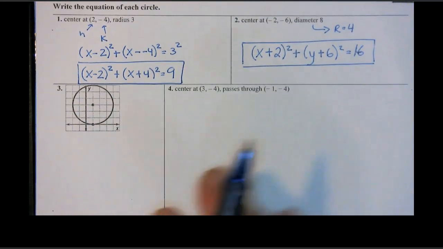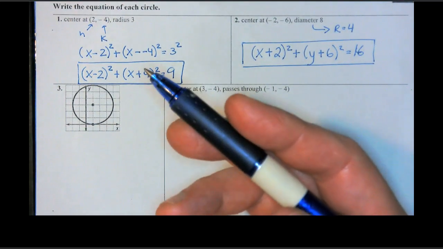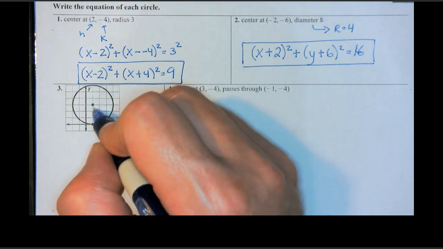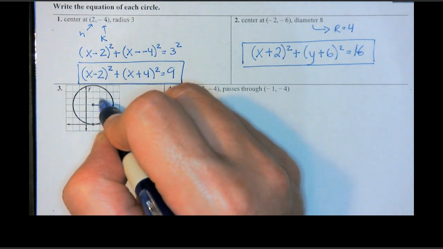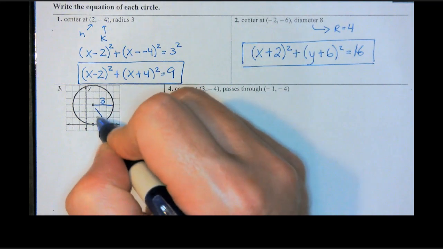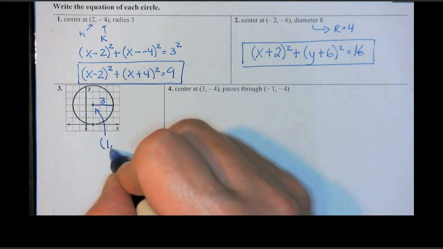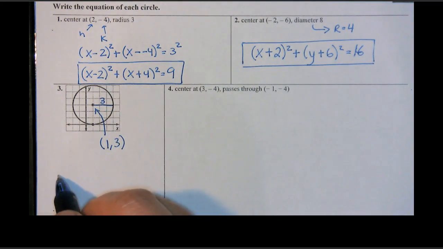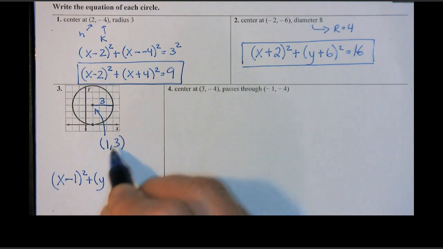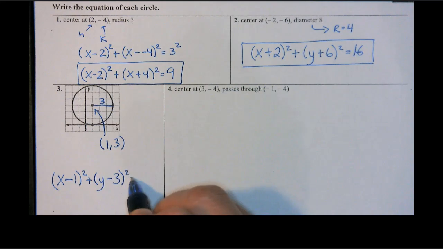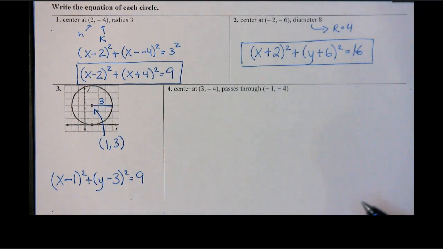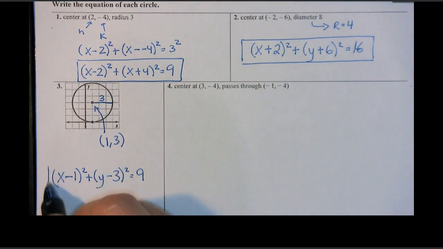Very good. Here's an example where they give you a circle on a graph. You need to look at this and say, okay, what's my radius? My radius is 3. And what is my center? My center would be (1, 3), you notice 1 right, 3 up. So my equation would be x, remember you change the sign, minus 1 squared plus y minus 3. And then the radius is 3, so you raise it to the square. 3 squared is 9.